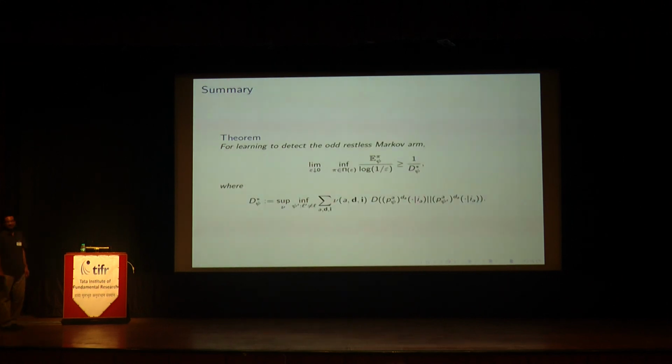So to summarize, here's the theorem. For learning to detect the odd restless Markov arm, the lower bound is given by this 1 over D star xi, taking into account the state occupancy frequency. Thank you.